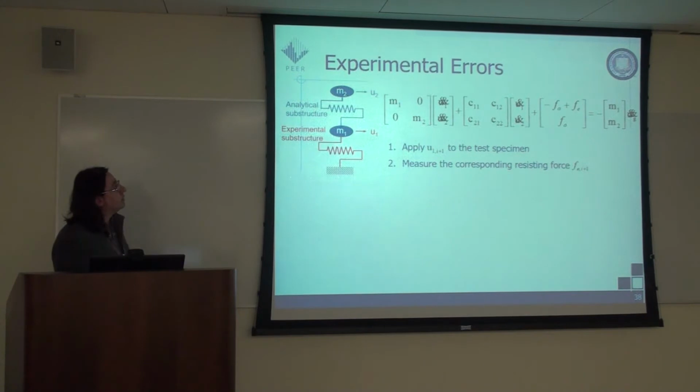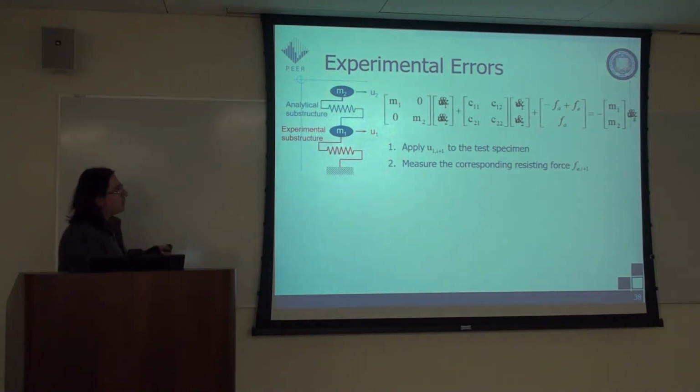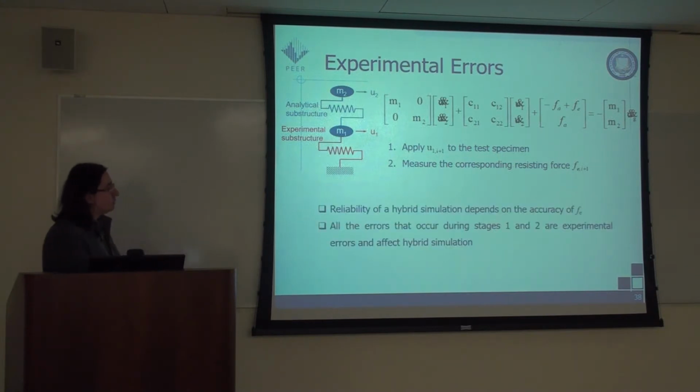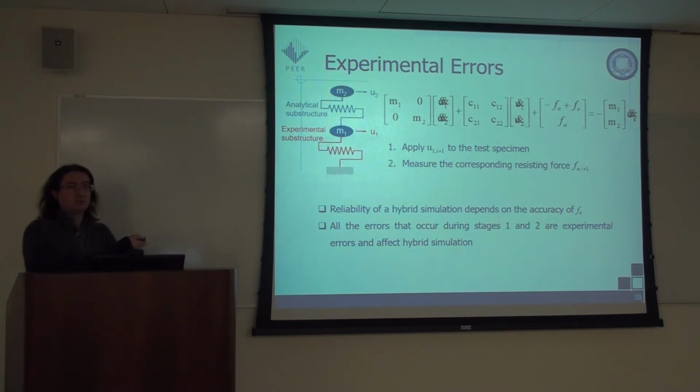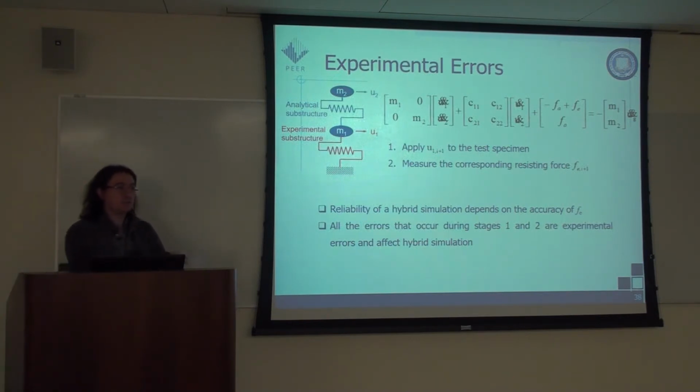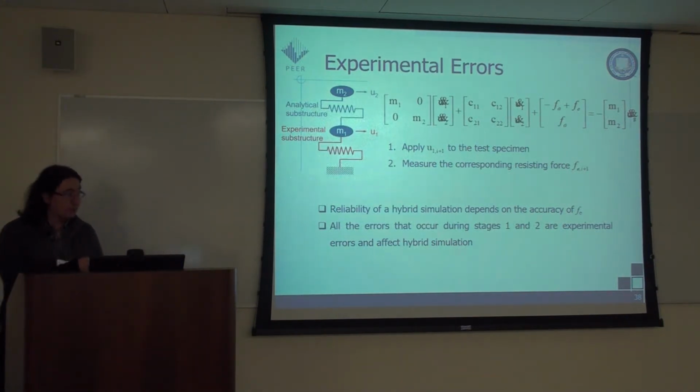And experimental errors. In hybrid simulation, the basic step is you compute the displacement, and then you apply this to your specimen and measure the corresponding force. So the reliability of hybrid simulation depends on the accuracy of the measured resisting force. Therefore, any error that we have during the application of the displacement and measurement of the force is an experimental error, and it affects the hybrid simulation directly.